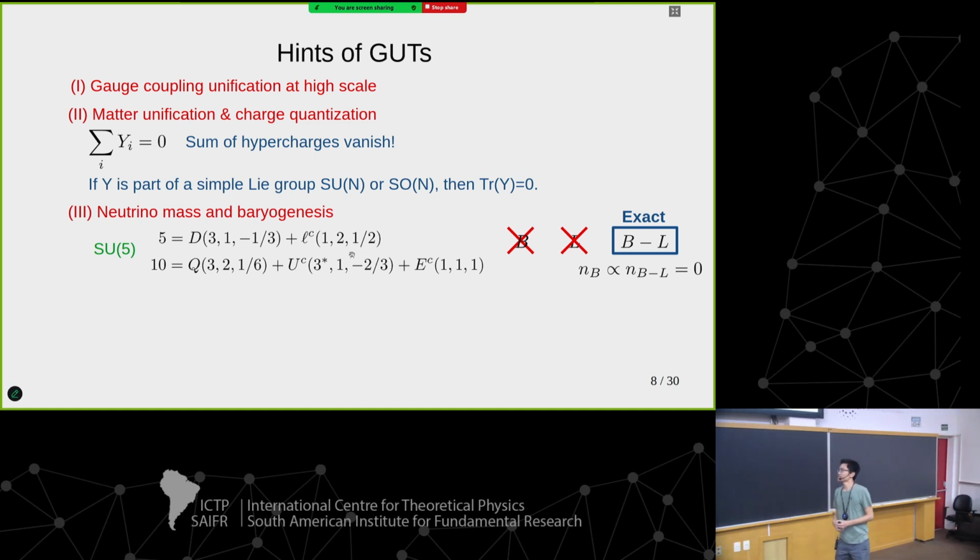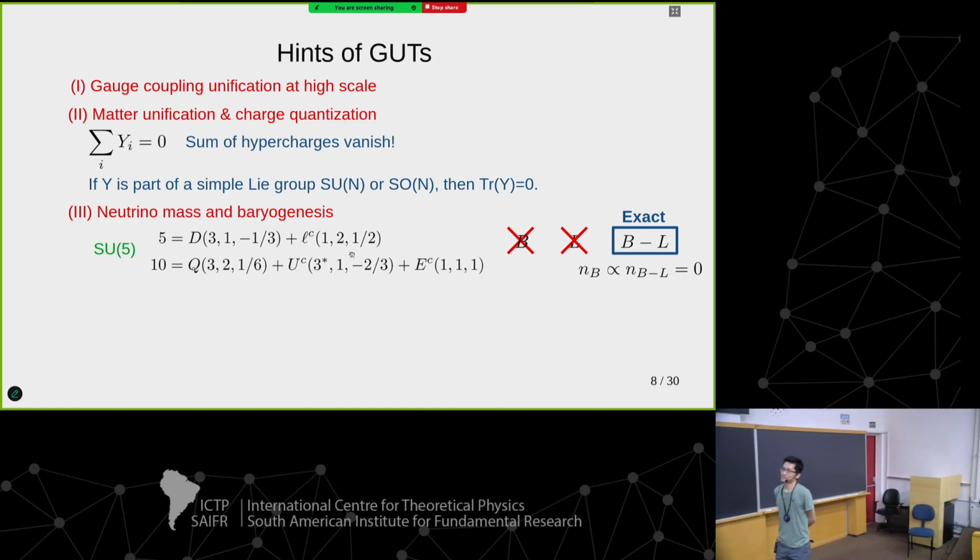Okay. And this sum of hypercharge vanishing, is that required for some anomaly cancellation? Yeah, that's required for the standard model.